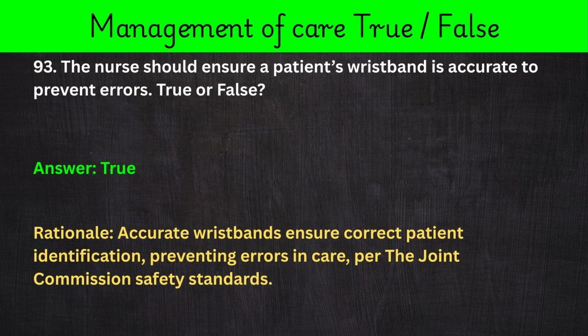93. The nurse should ensure a patient's wristband is accurate to prevent errors. True or false? Answer: true. Rationale: accurate wristbands ensure correct patient identification, preventing errors in care, per the Joint Commission safety standards.